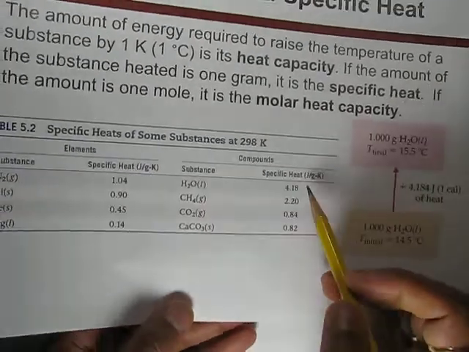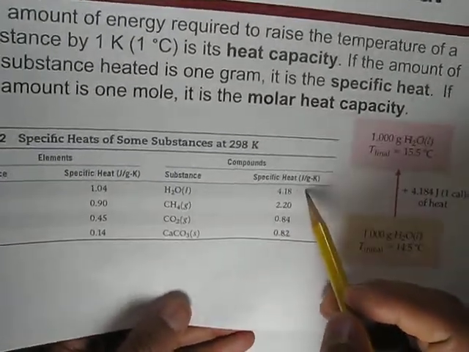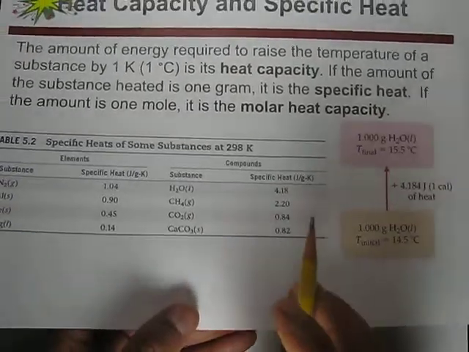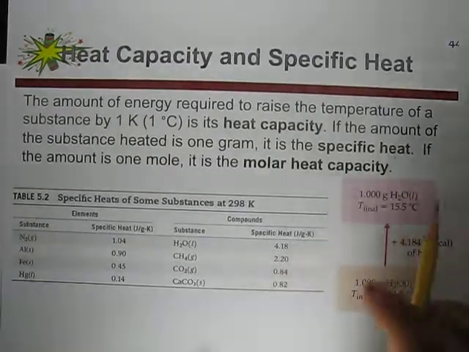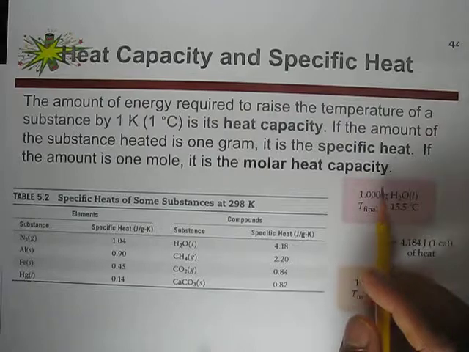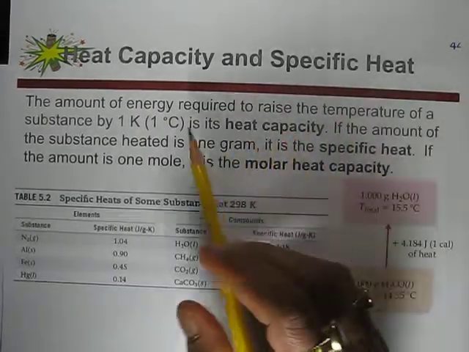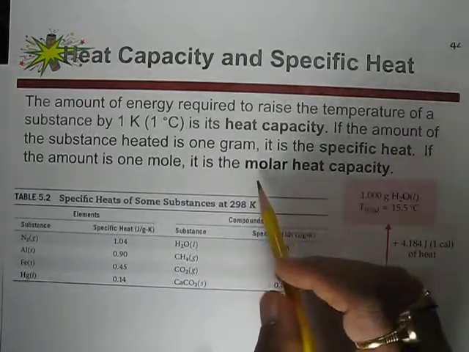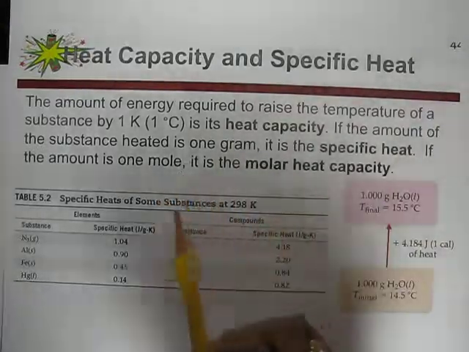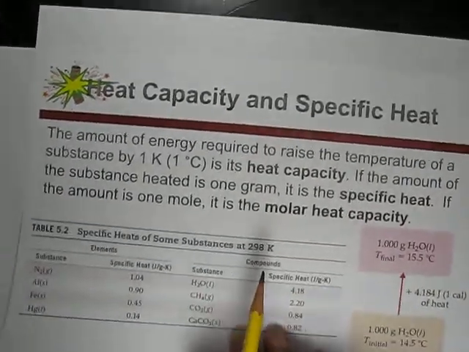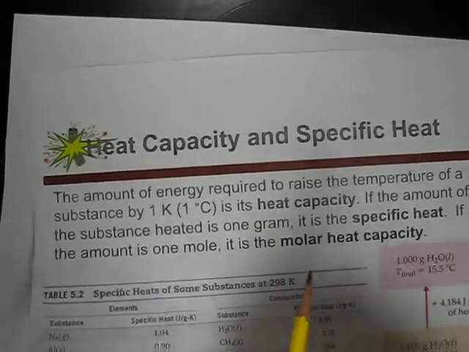So this much heat is called the specific heat. The specific heat is for 1 gram of amount, heat capacity is for any other amount, and molar heat is for 1 mole of a substance. So this was about the specific heat or heat capacity.